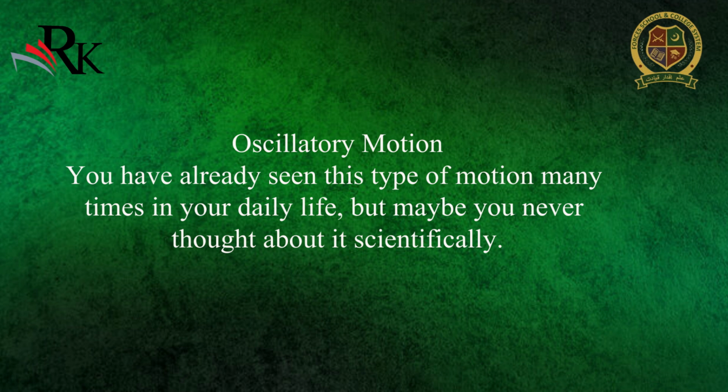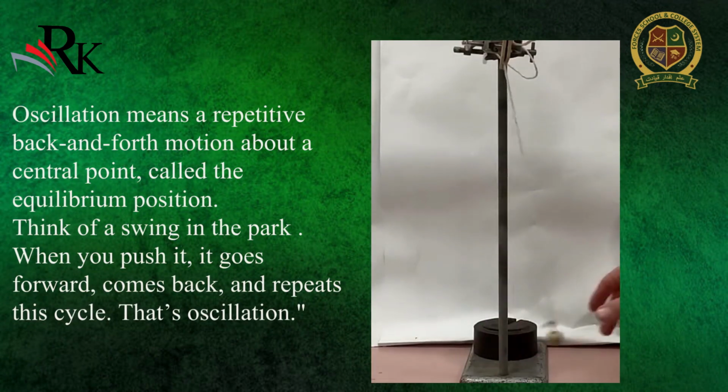it scientifically. Oscillation means a repetitive back and forth motion about a central point called the equilibrium position. Think of a swing in the park. When you push it, it goes forward, comes back, and repeats this cycle. That's oscillation. Now class, look at the graph here.